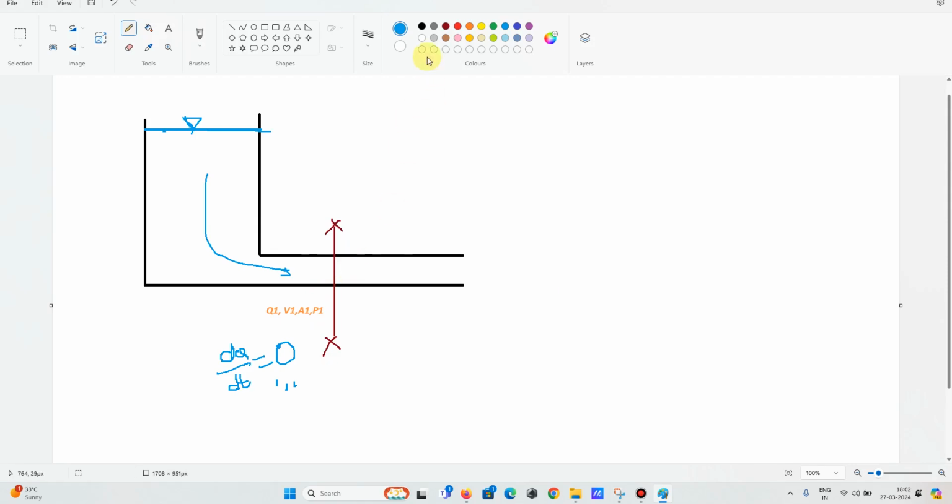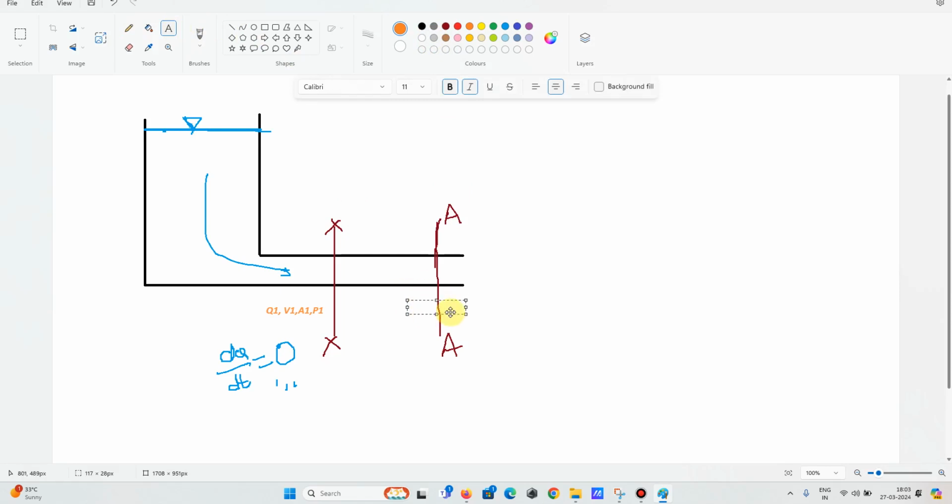Now I will consider another section here at some distance. I will name this section AA. This is the next section in the pipe. After passing through XX, the flow of the water passes through section AA. For this AA section, I will name the hydraulic parameters here.